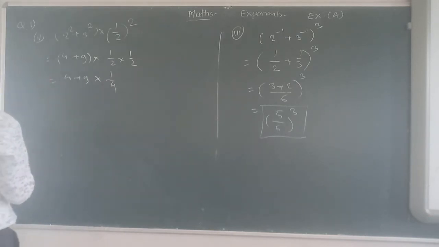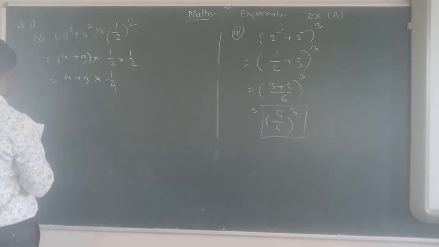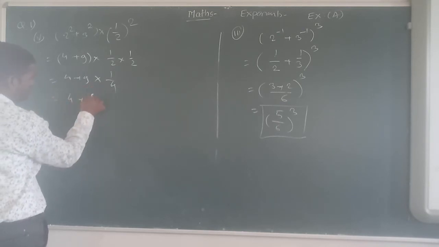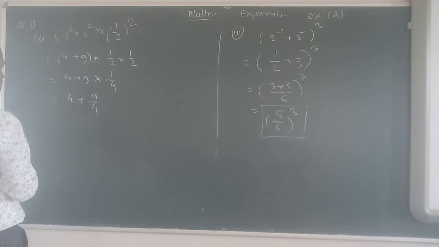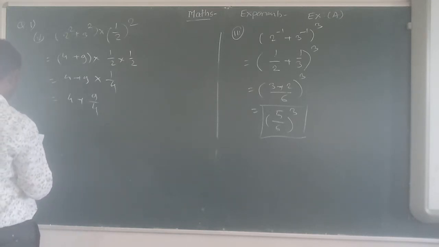In the next step, we can solve it like that. Okay. How to solve? 4 plus 9 upon 4.